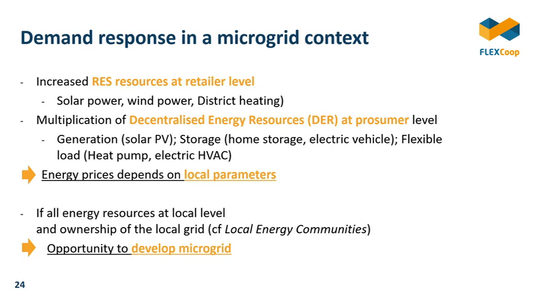So two trends. The fact that energy prices depends more and more on local parameters. So that's the first arrow here. This is based on the fact that there are more and more renewable resources at retailer level. So retailers may own their own resources, and it can be solar power, wind power, district heating, all very much localized. Also at prosumer level, there's a multiplication of decentralized energy resources, and this is solar PV, home storage and electric vehicle, and other flexible load. And this all means that more and more the energy is located at the local level, which means we more and more use these local resources and less the high voltage grid.